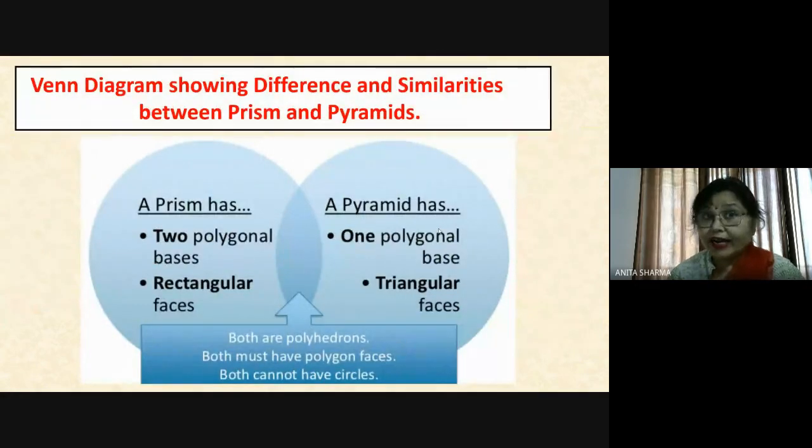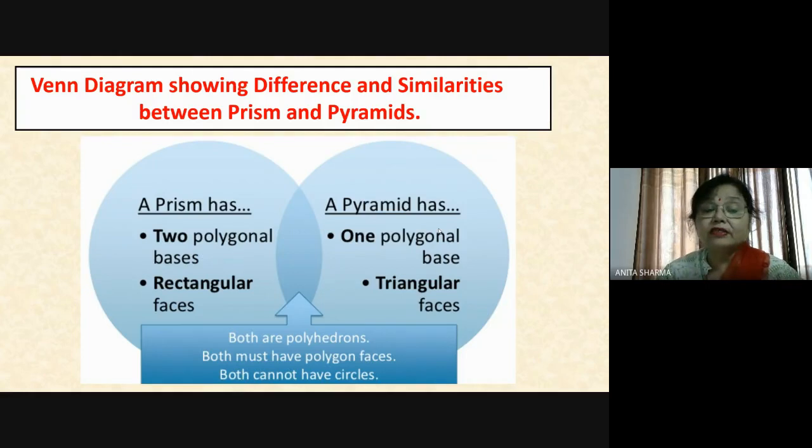Now, through Venn diagram, we can understand how prisms and pyramids are different from each other and how they are similar to each other. What are common features? Now, prism has two polygonal bases, means two bases which are identical to each other, and in pyramid there is only one polygonal base. In prism, side faces are rectangles. In pyramid, all the side faces are triangle shaped.